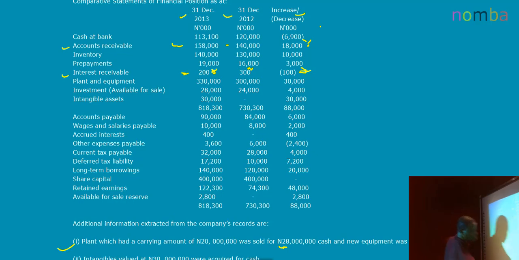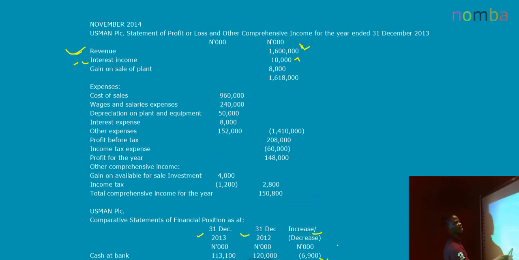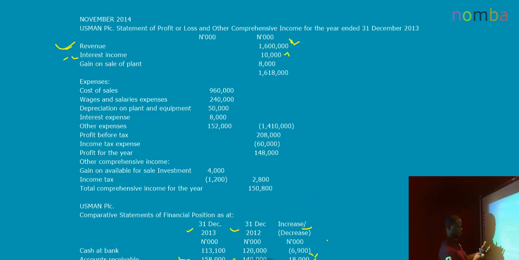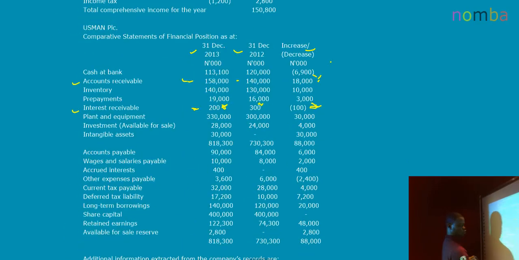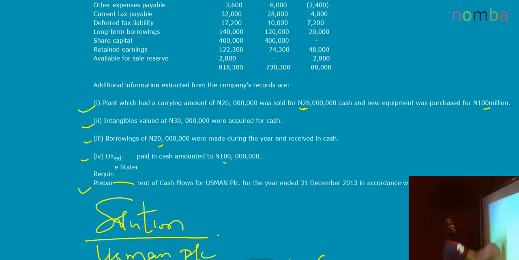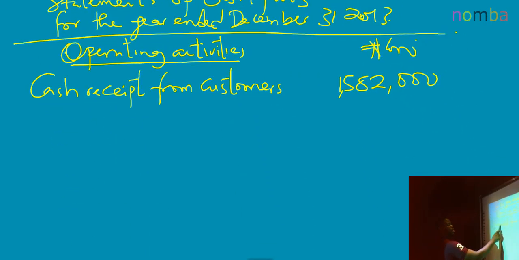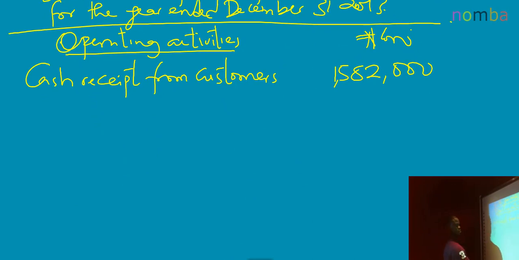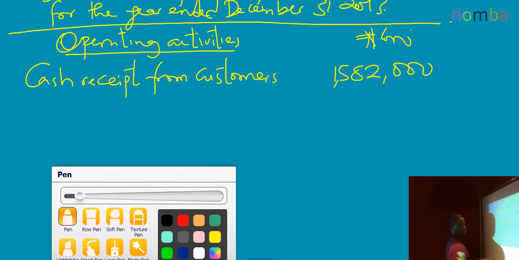So that means these 10,000 that we have in the statement of profit or loss, none of it is owing. As far as this current reporting period is concerned, it will be 10,000 plus the 100 we received. So if you add 100, that will give me 10,100. So I'll go and have interest received, which is 10,100.